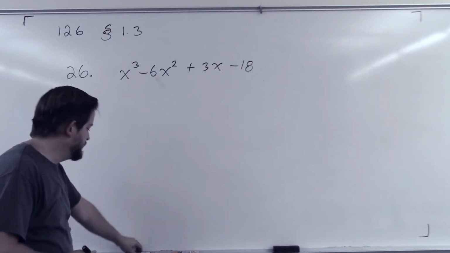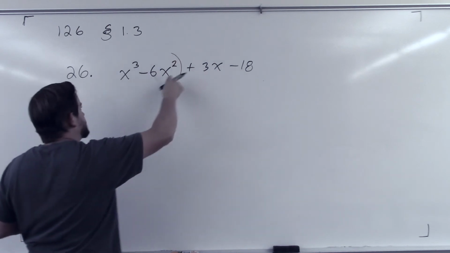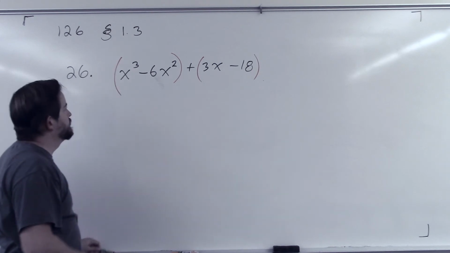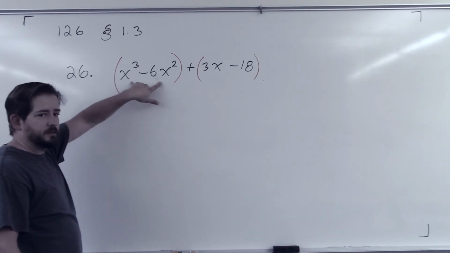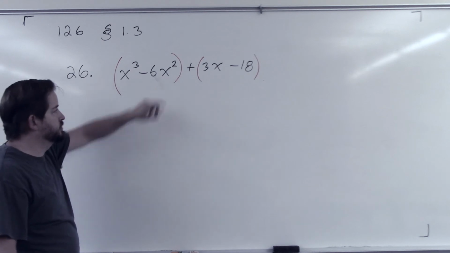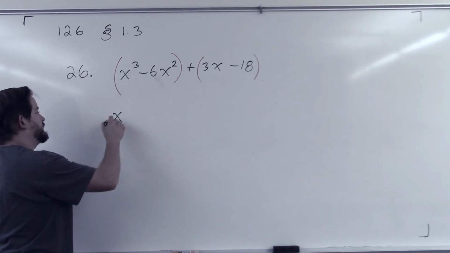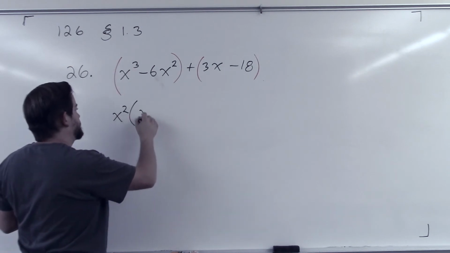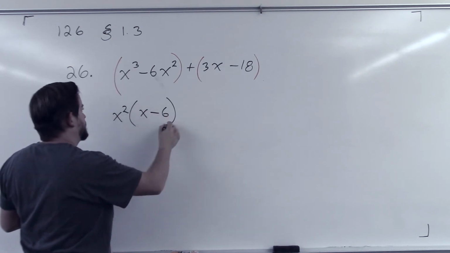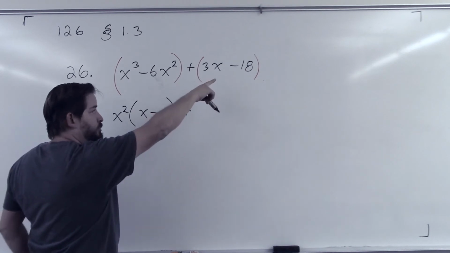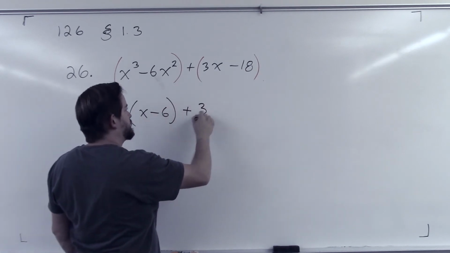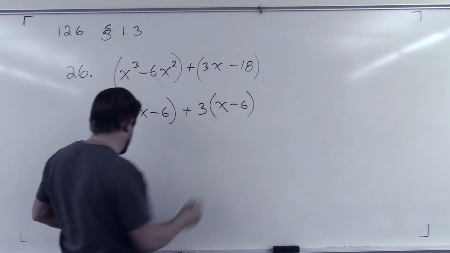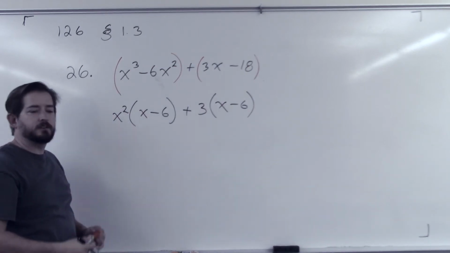So I'm going to group this, take a look at the first. And then the second is here. My greatest common factor from x to the third and 6x squared is just an x squared. So I'll pull out an x squared. And that leaves me with x minus 6. Plus, all I can pull out from the second group is a 3, so I have a 3, and then I get x minus 6. Thank goodness, because if I didn't, I would have nothing to continue with.